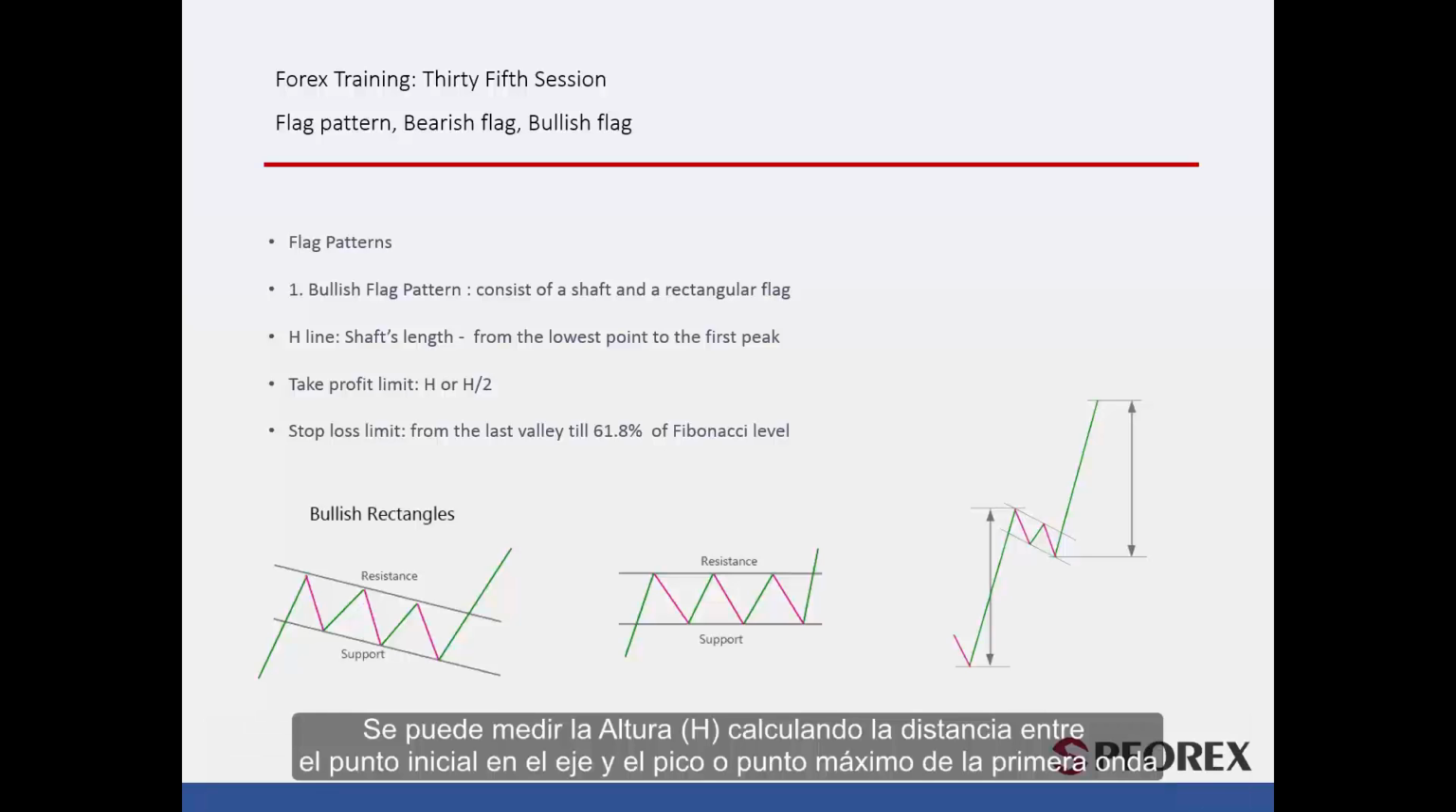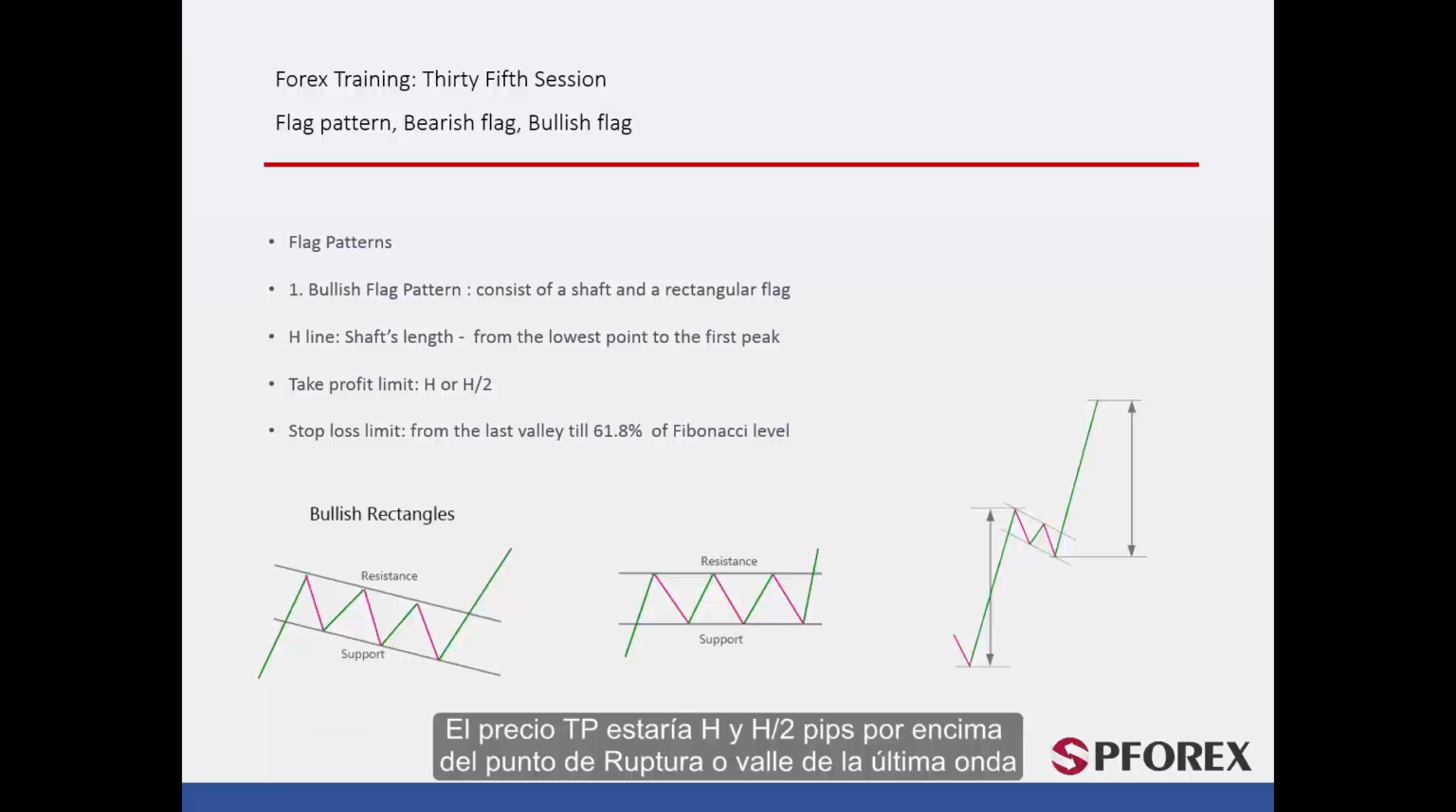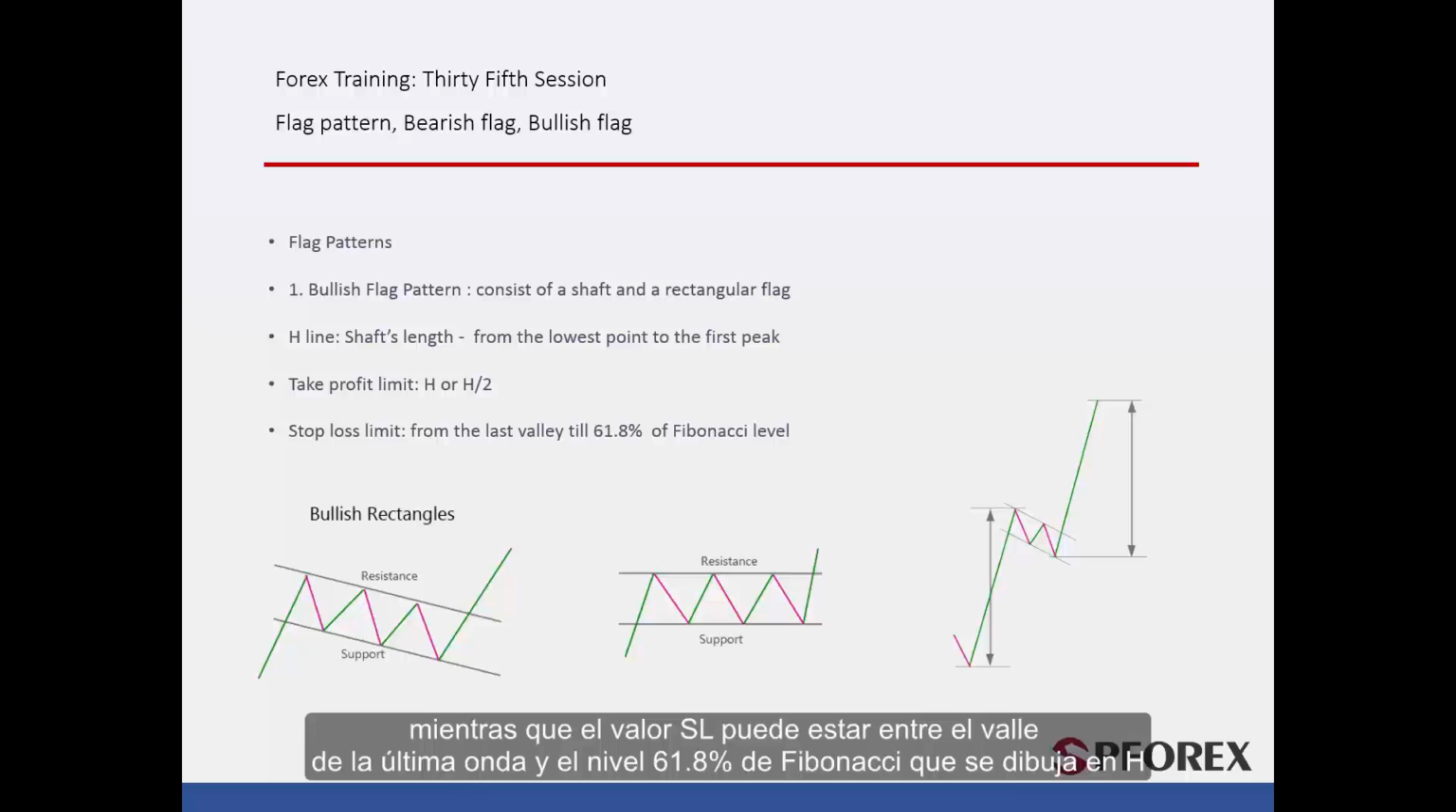Height, h, can be measured by calculating the distance between the starting point on the shaft and the peak of the first wave. TP price would be h and h2 pips above a breakout point or the valley of the last wave, while SL can be between the valley of the last wave and the 61.8% level of the Fibonacci that is drawn on h.